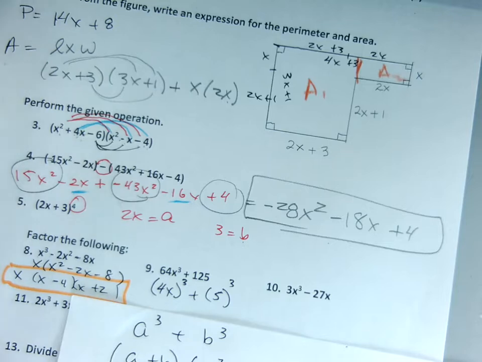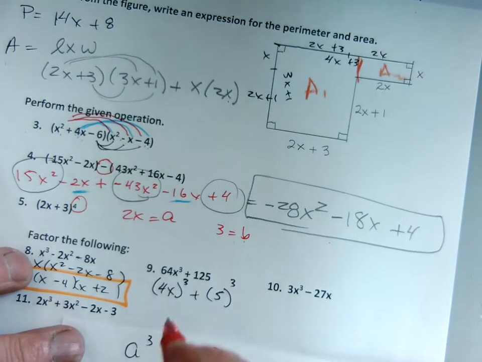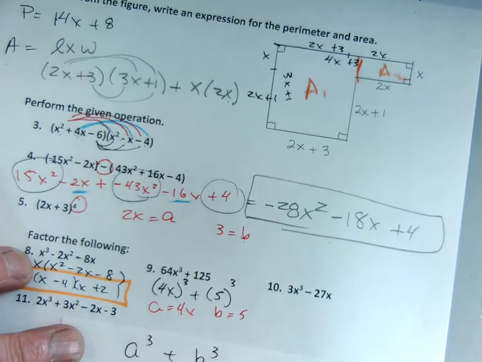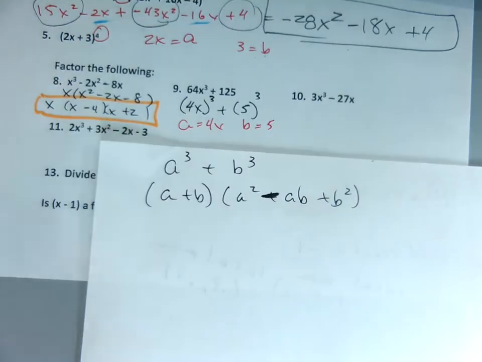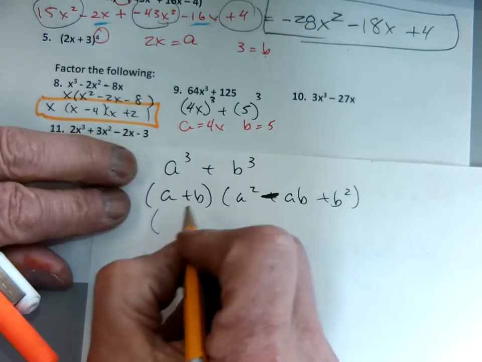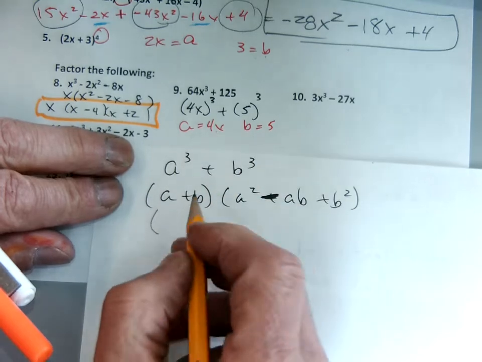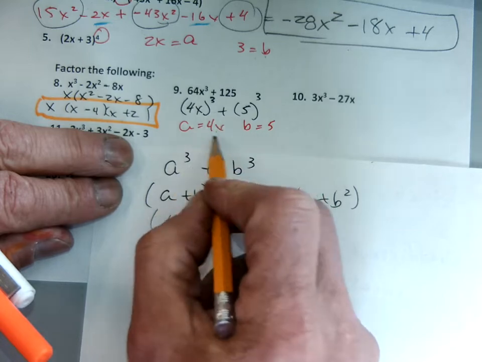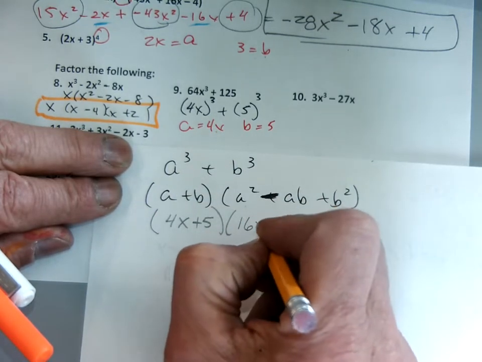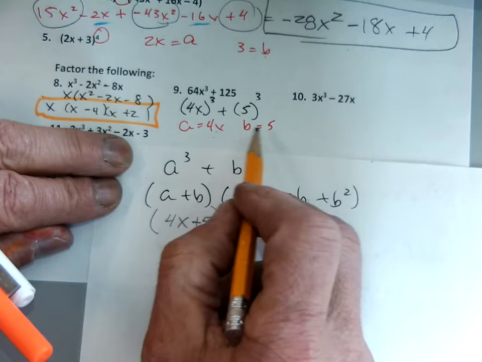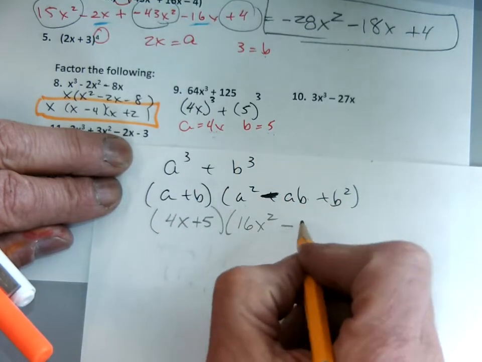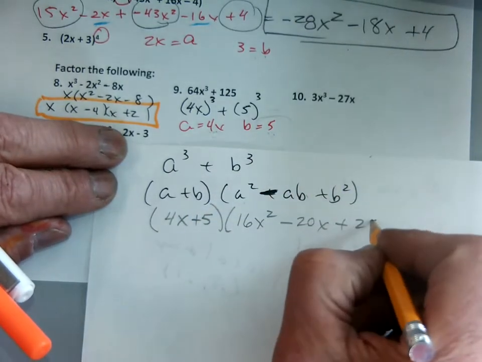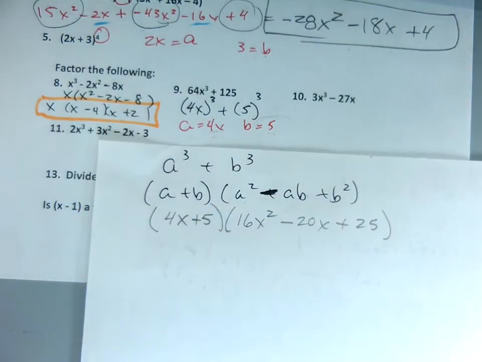So my a is going to be 4x, and my b is going to be my 5. I'm just going to plug these into my formula here. So I'm going to go a plus b, or 4x plus 5. A squared, or 4x squared, which is 16x squared, minus ab. So I multiply these two: minus 20x, plus b squared, or 5 squared, is 25. And that is factored. Okay, done.